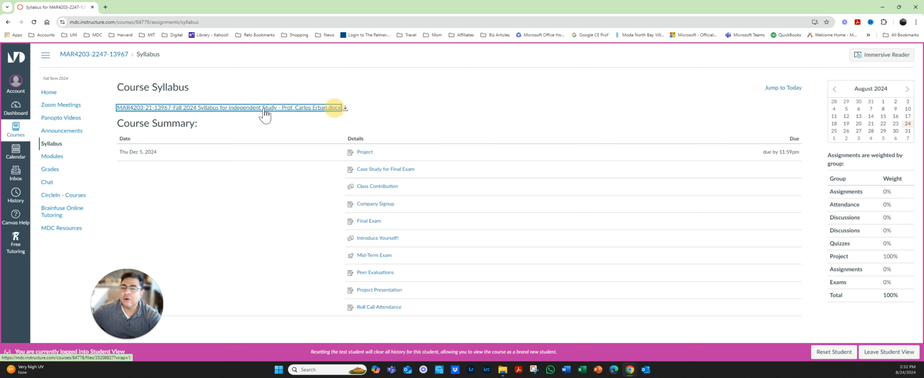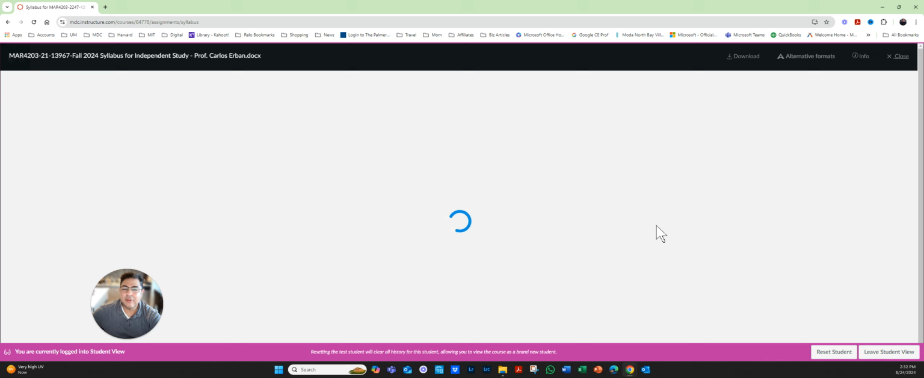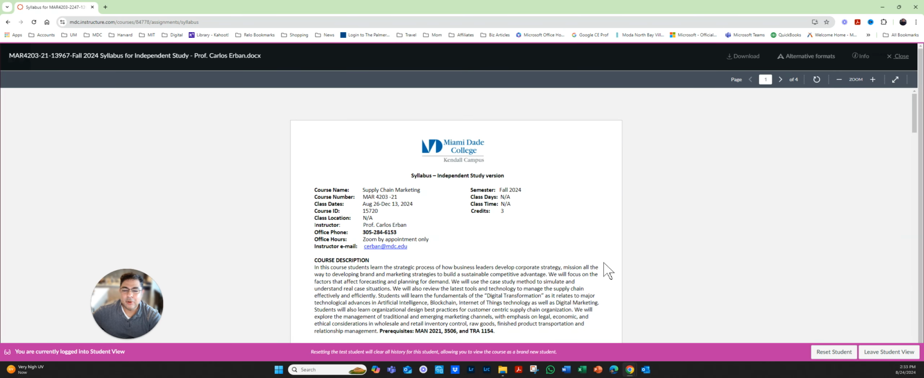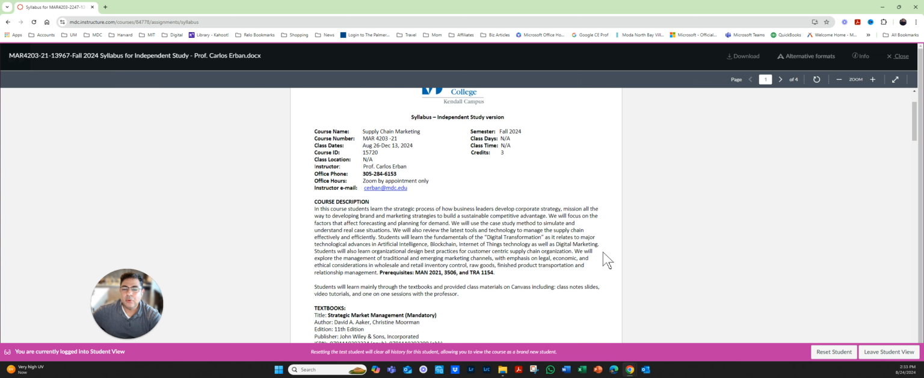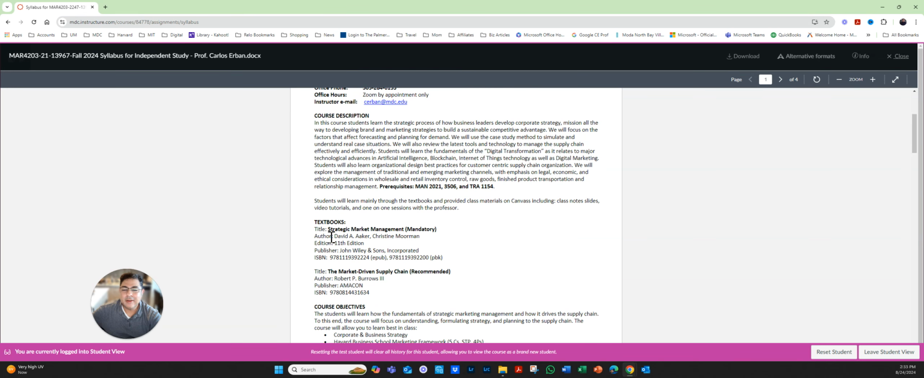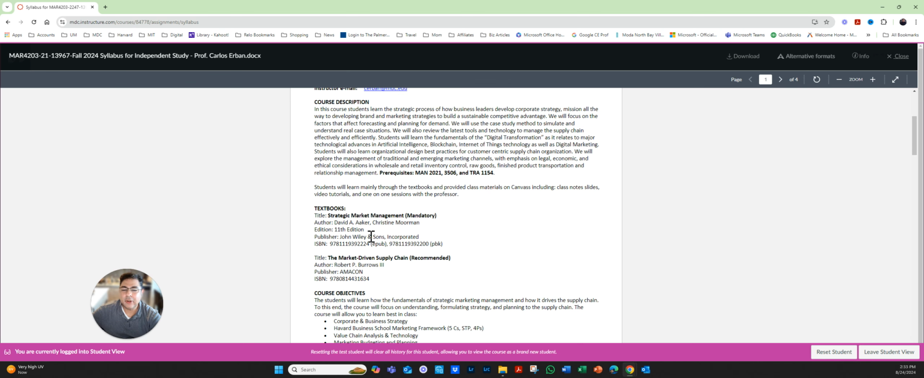So here, when you open the syllabus, let's just make sure that it's working properly. By the way, we're going to go over the syllabus in detail on Monday. But this is for somebody who wants to read it ahead of time. So this is the description. This is the required textbook for the course. So you should get this textbook.